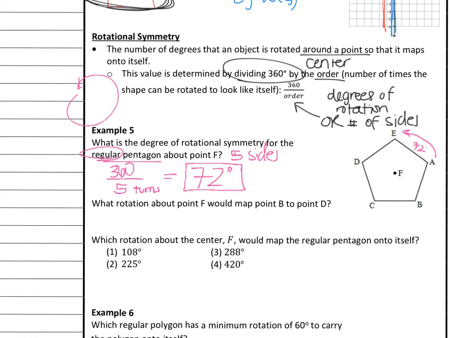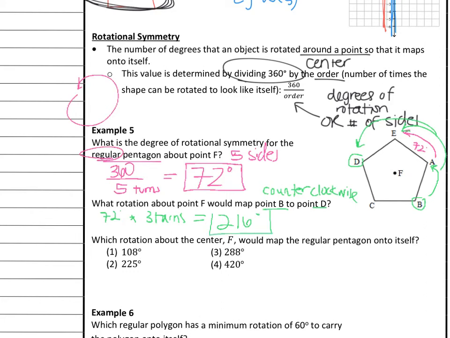And remember with rotations that we always go counterclockwise. So here's D, here's B. I have to map B onto D. So I gotta move towards the left. That's 1, that's 2, and that's 3 turns here. So I'm taking 72 degrees times 3 turns, for a total of 216 degrees. So it would take me 216 degrees to turn from B to D.